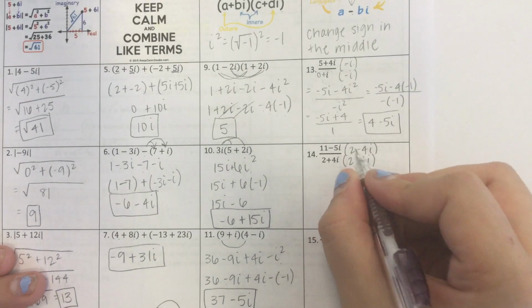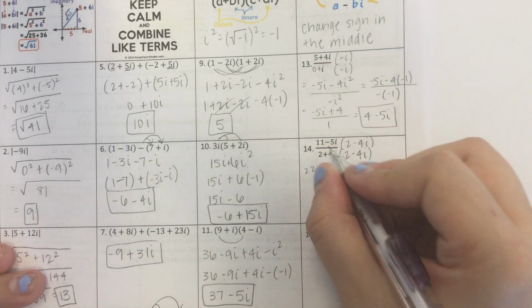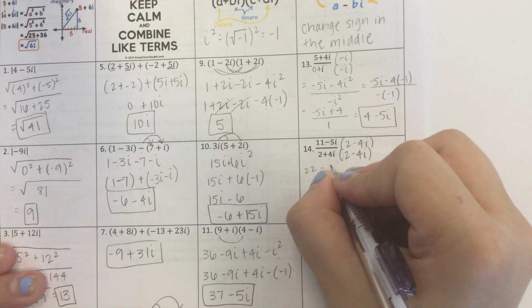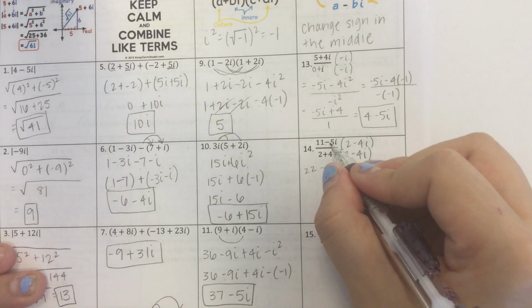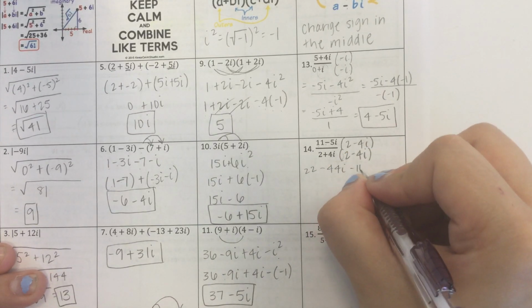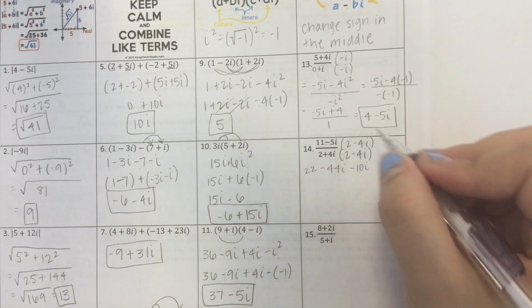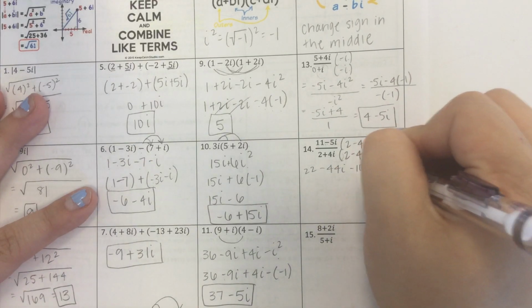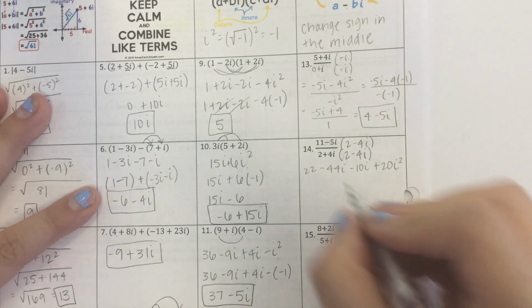So 11 times 2 is 22. 11 times negative 4 is negative 44i. Negative 5i times 2 is negative 10i. Negative 5i times negative 4i is positive 20i squared.